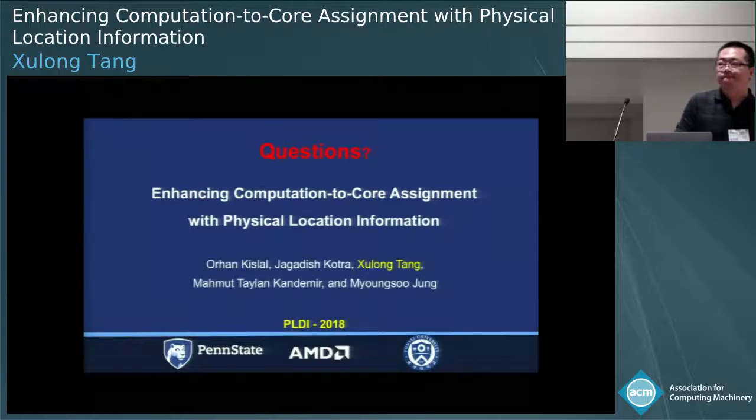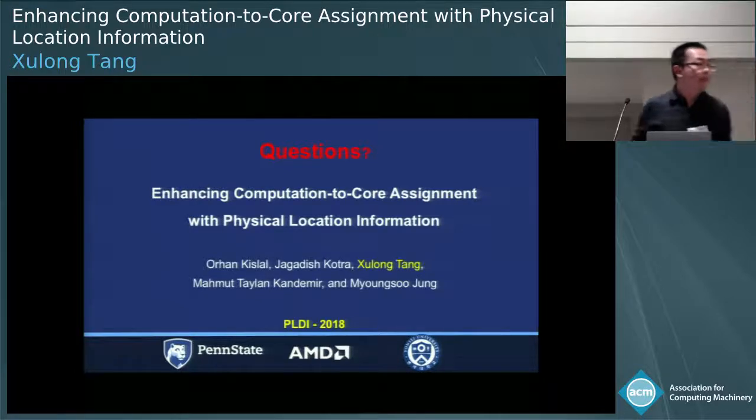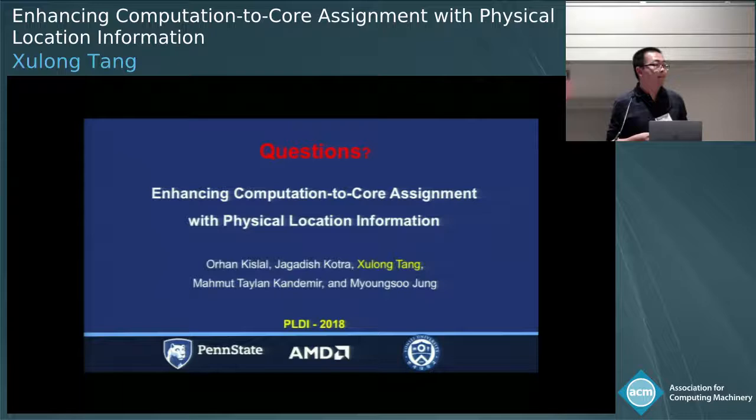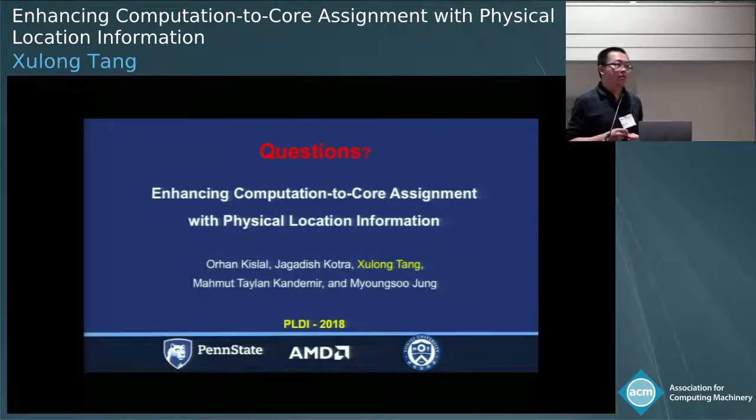I can warm up by asking clarification questions first. What would be your main competitors right now of this system? What would be the alternative to your technique? Are there other compiler-based techniques or anything?